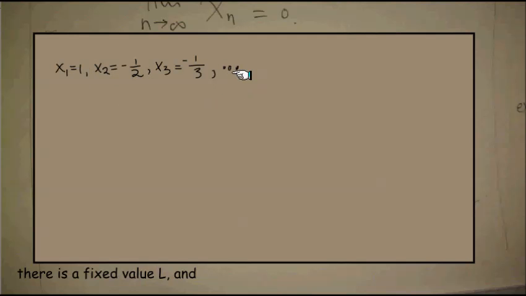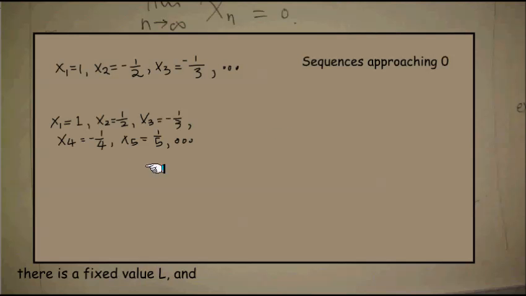So here's another one I came up with, a sequence that approaches 0. So I wrote it up here. What we're considering here is a sequence approaching 0. So let me introduce a slightly different sequence. The first one is 1, the second one is 1/2, and the third one is -1/3. The fourth one is -1/4, and the fifth one switches to +1/5.